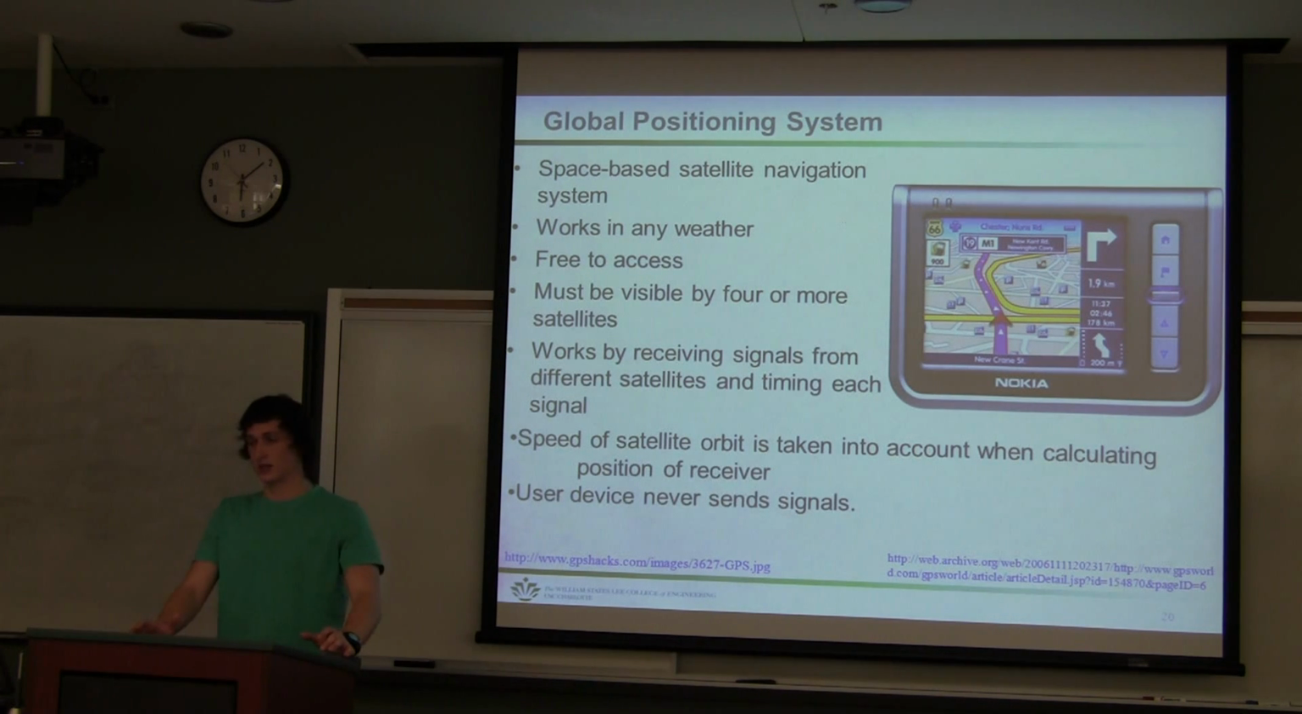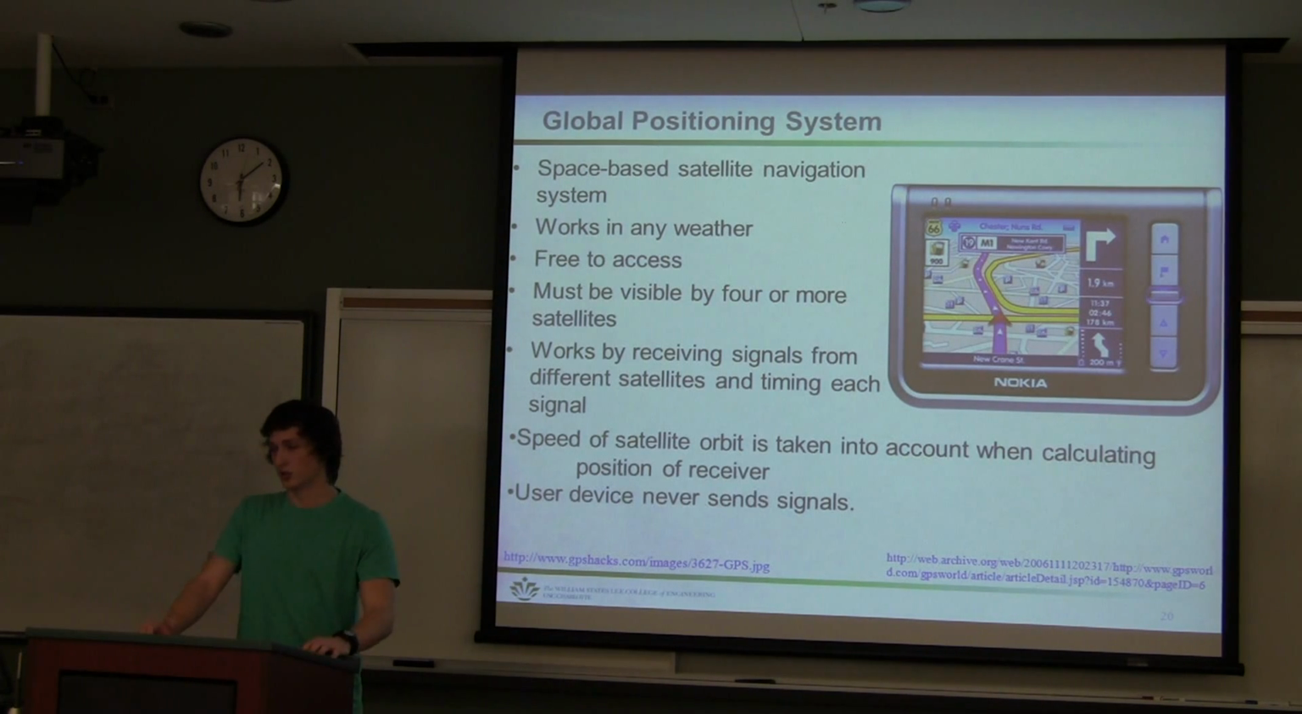The way it works is it receives signals from the different satellites, and it times each signal and is able to triangulate your position in relation to the Earth. The speed of the satellite orbit as well as the speed of light are both taken into account when calculating the position of the receiver device. The user device that actually receives these signals never sends signals. It only receives the signals that are sent by the satellites and uses these signals to calculate its actual position on Earth.